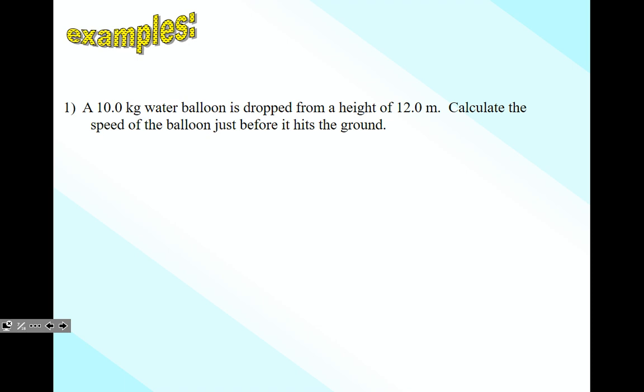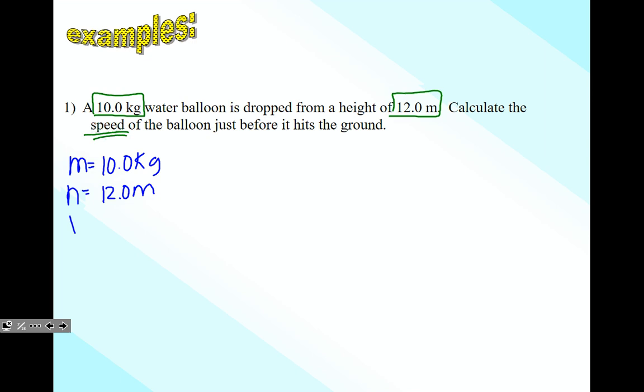A 10 kilogram water balloon is dropped from a height of 12 meters. Calculate the speed of the balloon before it hits the ground. So before we start anything, let's write everything down. We have our mass equal to 10.0 kilograms. We have our height, which is equal to 12.0 meters. And we're also identifying the fact that we are looking for the speed. Okay? In this case, I think we're pretty cool in understanding what is going on.